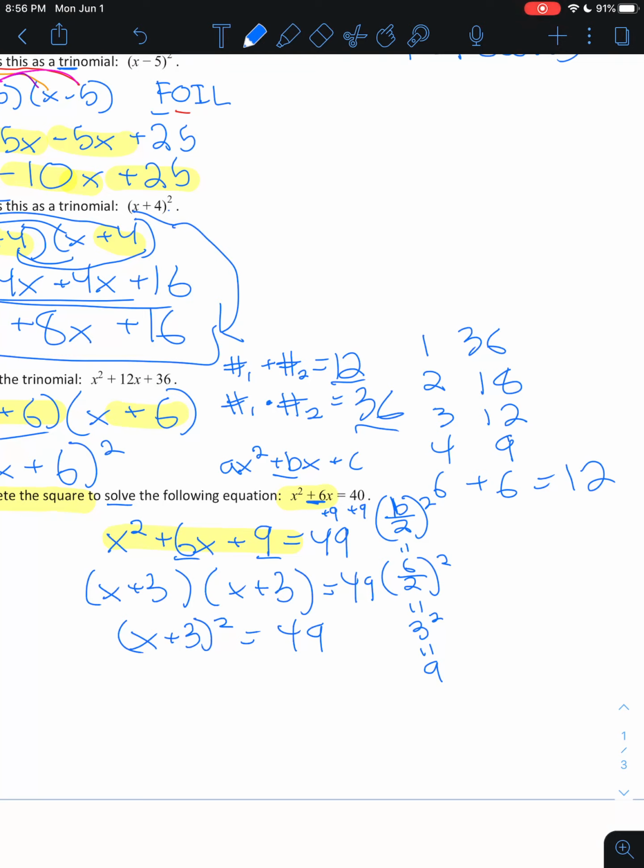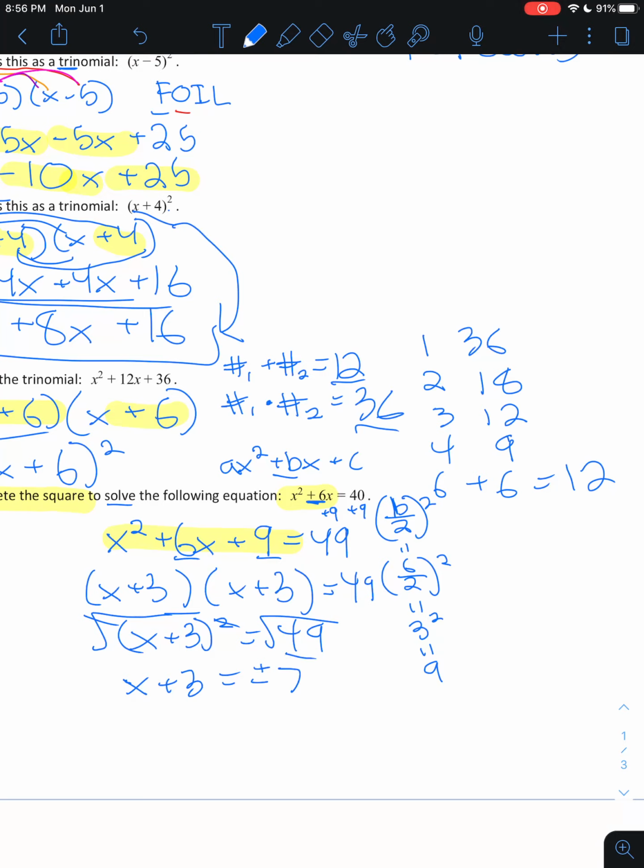And what you can do now is take the square root of both sides. Remember, the square cancels out with the square root, so you're left with x plus 3. And then the square root of 49 could be 7 or it could be negative 7, right? So we say it could be plus or minus 7, because both of those would get you to 49.